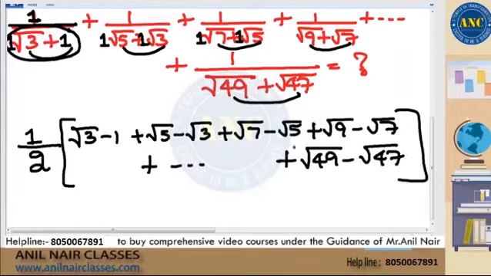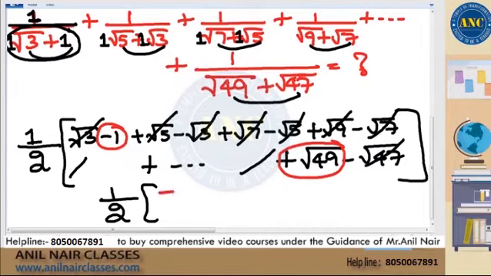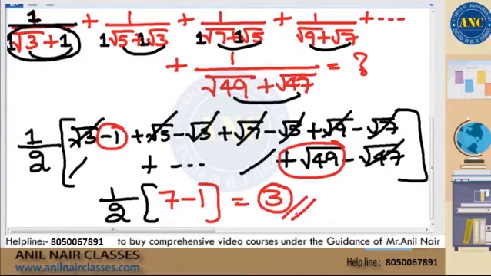Can I say that root 3 minus root 3 cancels? Root 5 minus root 5 cancels. Root 7 minus root 7 cancels. Root 9 minus root 9 cancels. Similarly, root 47 minus root 47 cancels. You will only be left with two terms. Those two terms are nothing but minus 1 plus root 49. Root 49 is 7. 7 minus 1 is 6. 6 by 2 is 3. Beautiful way of problem solving. Answer is 3.